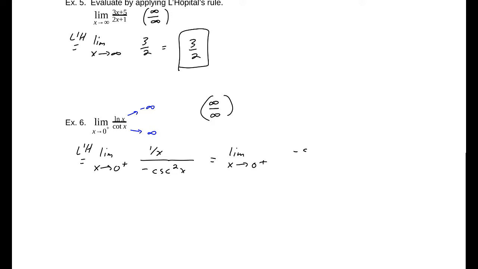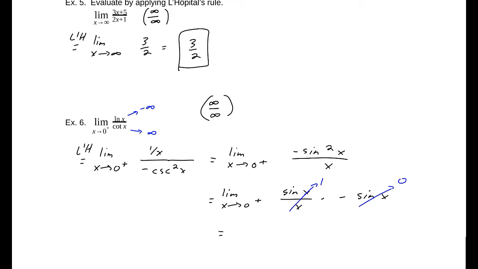That would be negative sine squared x over x. Well, because we know sine x over x goes to 1, that's just a given limit. Let's go ahead and write this: sine x over x times negative sine x. This limit is 1, and this limit is 0. So our limit is 0.